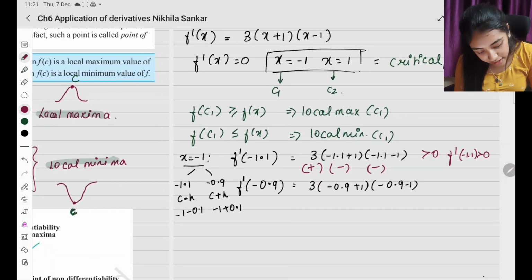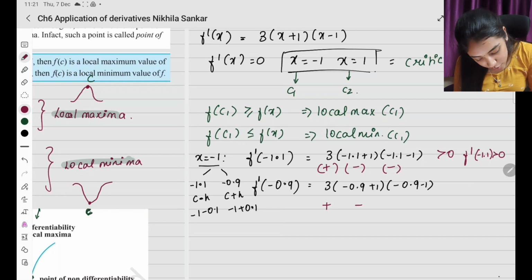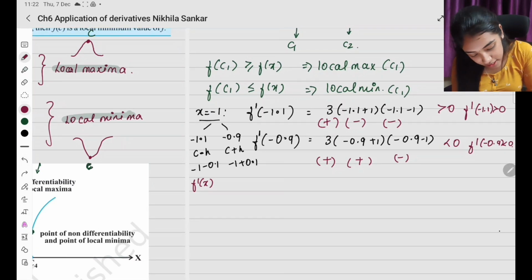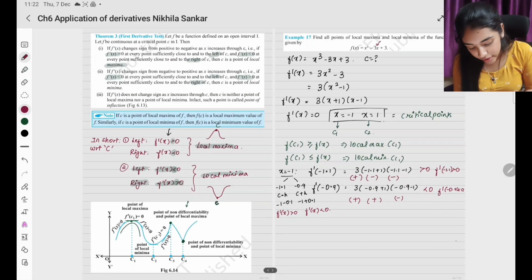Similarly here, I have a plus and a minus. So in the end, this is going to be less than 0. So f dash of minus 0.9 is less than 0. So on the left hand side, f dash of x is going to be greater than 0, and on the right hand side, f dash of x is going to be less than 0. Where is this coming from?